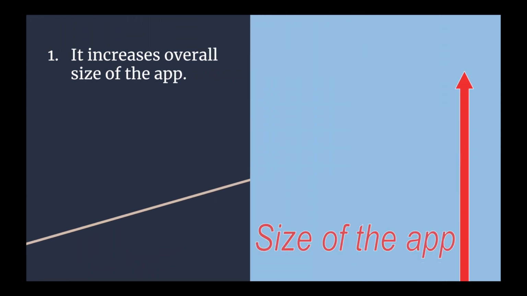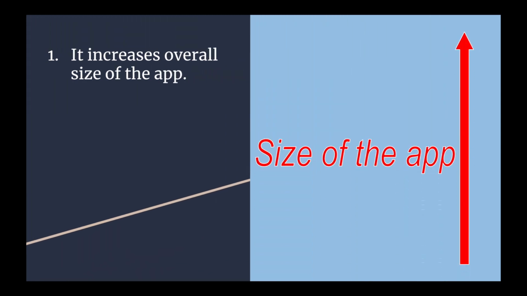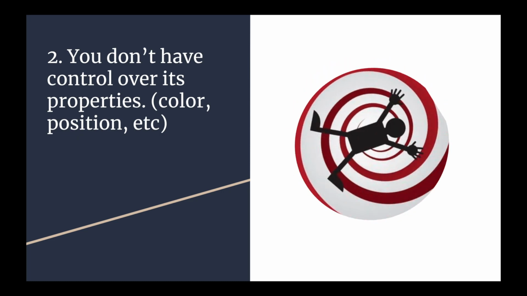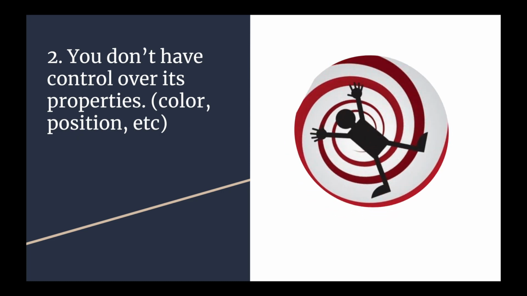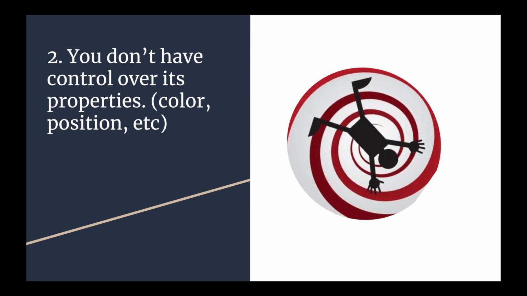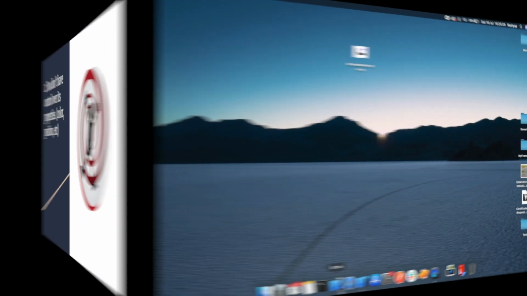Number one is it increases the size of the app. There is always plenty of code in third party libraries which might not be useful for us. Number two is it's not flexible at all. You don't have much control over how it looks, how it appears and all. So let's see how to implement a bottom sheet without installing a third party.